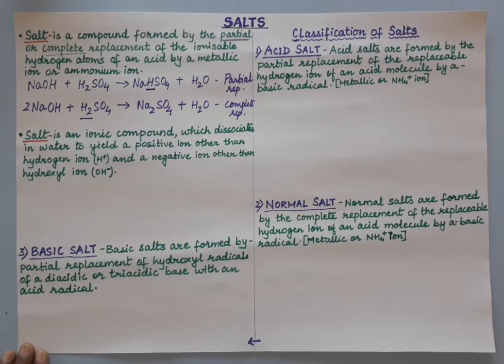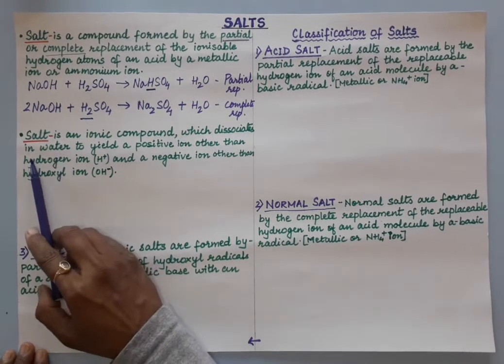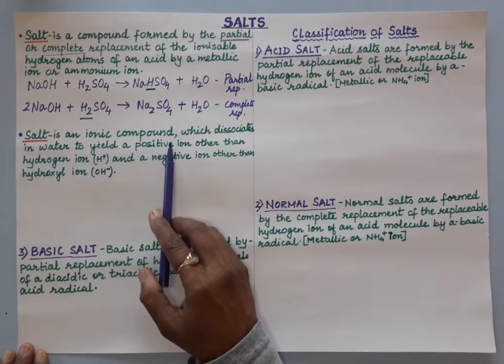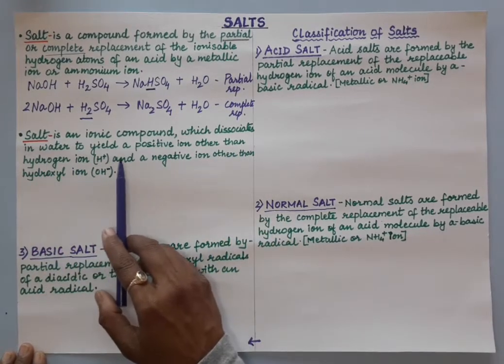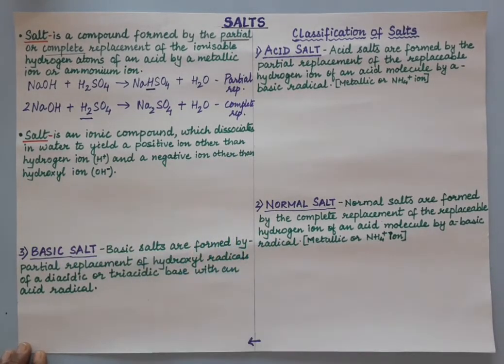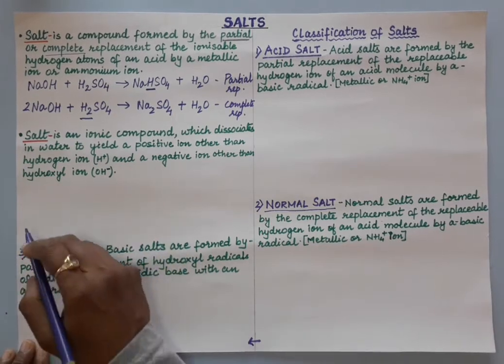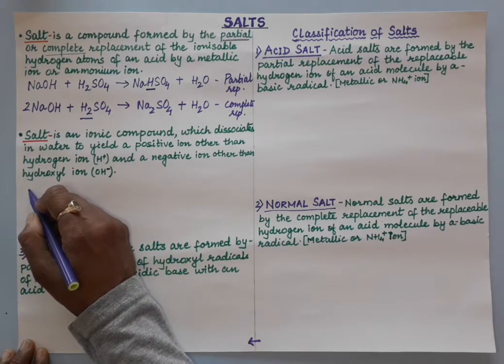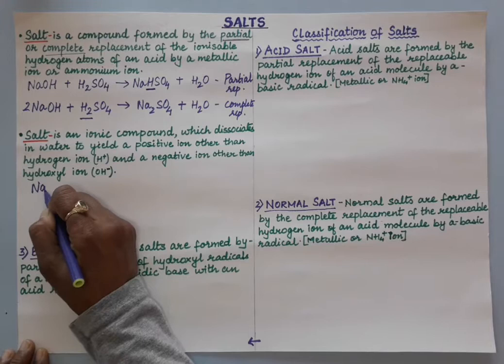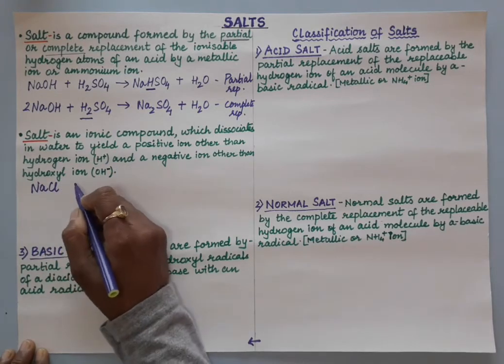Now let us take another definition. Salt is an ionic compound which dissociates in water to yield a positive ion other than H plus ion and a negative ion other than OH minus ion. So you can also say that salts are chemical compounds which will not have both the ions, H plus and OH minus. So let us take this reaction to understand.